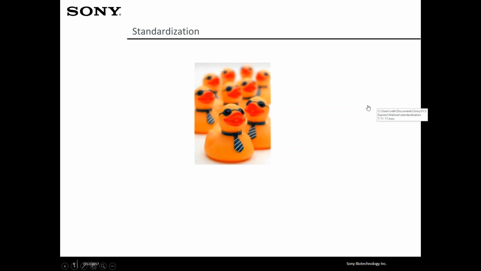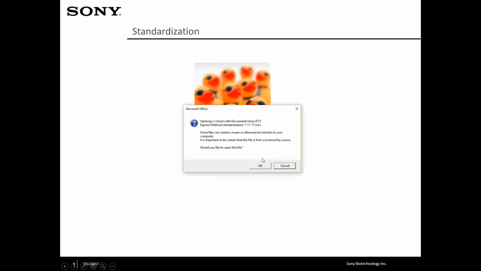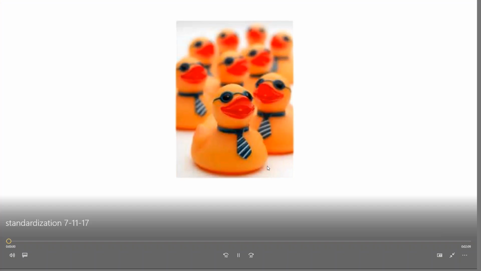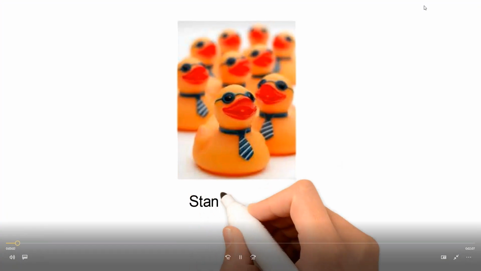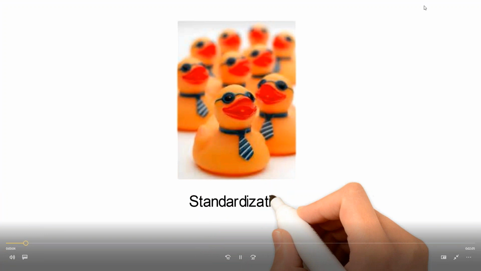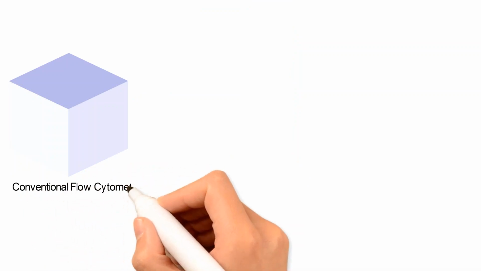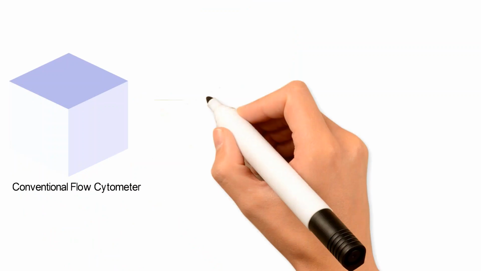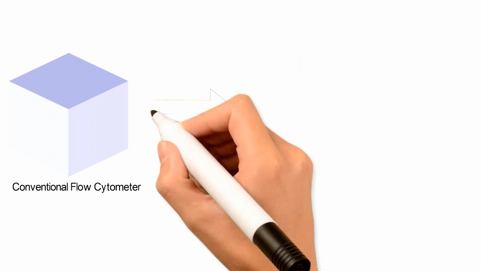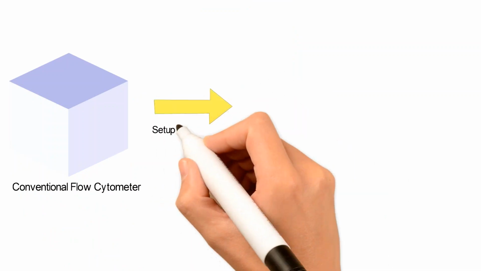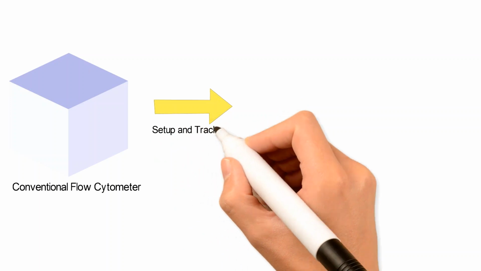So because of this, we've also developed a unique feature called standardization with our instruments. Now, standardization is talked about quite a bit in clinical flow and people who are doing long-term studies. So what we have here is a conventional flow cytometer. And what we know from conventional flow cytometers, and we're doing some form of standardization, is that we're trying to do a setup and a tracking.